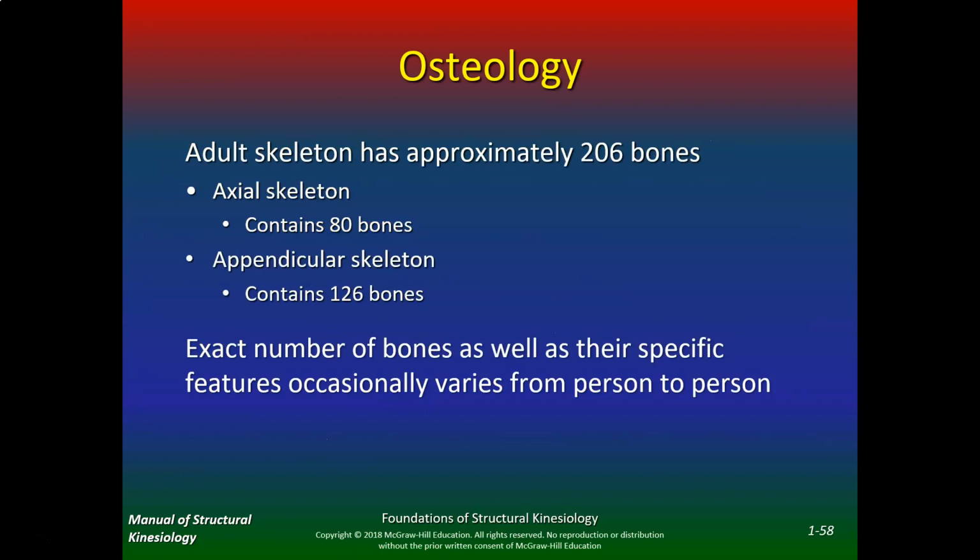Now, osteology, just a good review. The adult skeleton has approximately 206 bones. The axial skeleton contains 80 bones, and the appendicular skeleton contains 126 bones. The exact number of bones as well as other specific features occasionally varies from person to person, but most likely you have 206 bones in the human body.